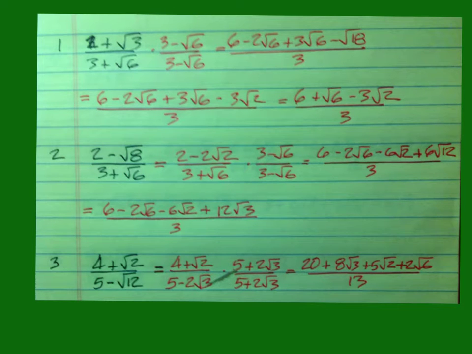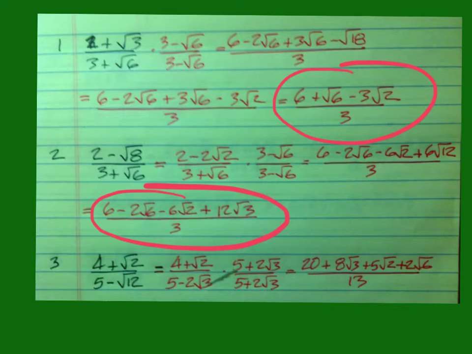Number 1 should be 6 plus square root of 6 minus 3 square root of 2 over 3. And for number 2, it is 6 minus 2 square root of 6 minus 6 square root of 2 over 12 square root of 3 divided by 3. And number 3 is 20 plus 8 square root of 3 plus 5 square root of 2 plus 2 square root of 6 over 13.